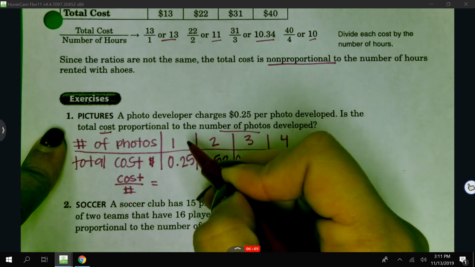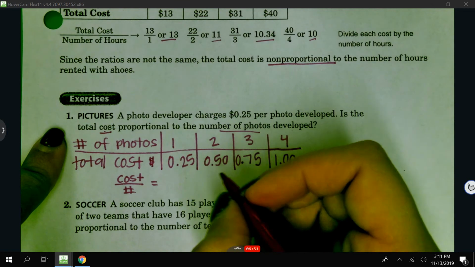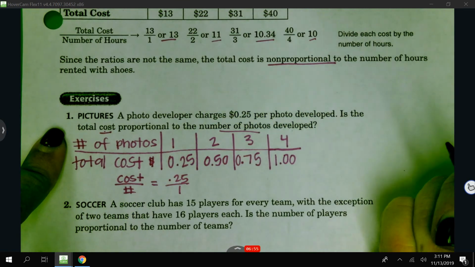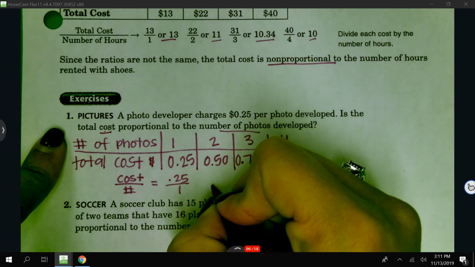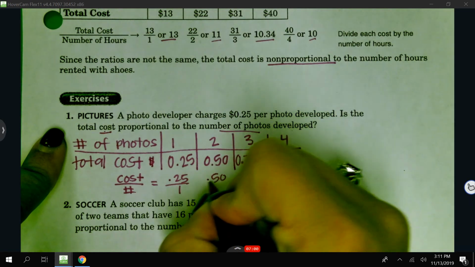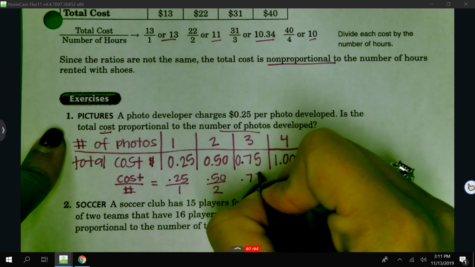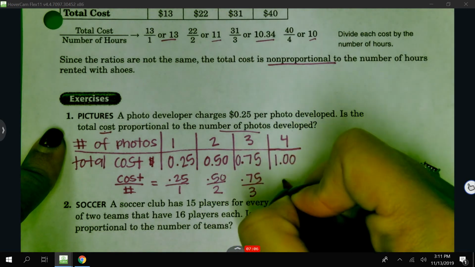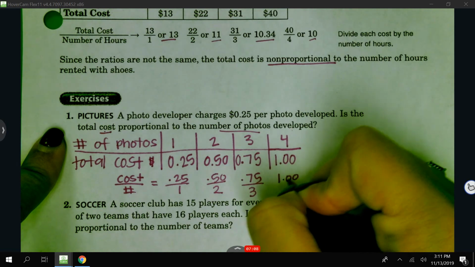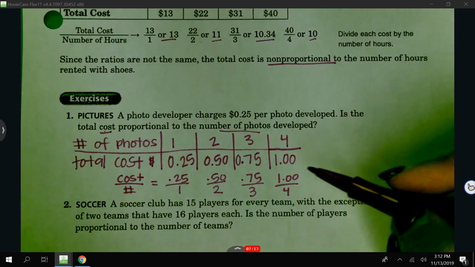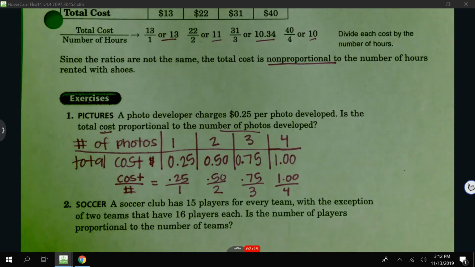So if I look at the cost for one photo, that would be 25 cents over 1. 2 photos would be 50 cents over 2. 3 photos, that would be 75 cents over 3. And then 4 photos would be $1 over 4. So now I want to see if they are the same or not.